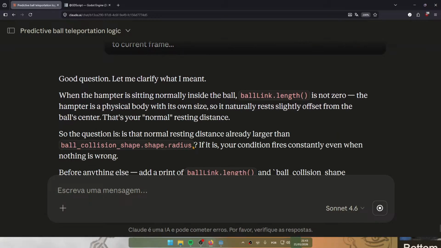Sitting normally inside the ball, the ball link length is not zero. The hamster is a typical body with its own size, so naturally it rests slightly offset from the ball center. That's your normal resting distance. So the question is, is that normal resting distance already larger than the collision shape radius? Is that normal resting distance larger than the ball collision shape radius?